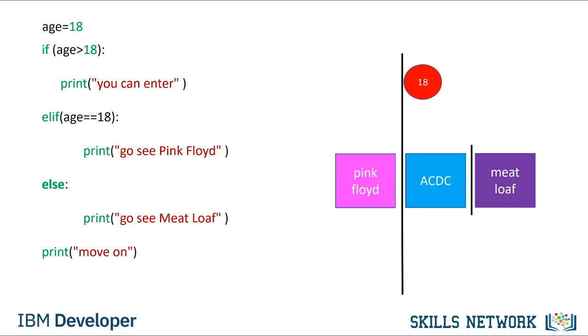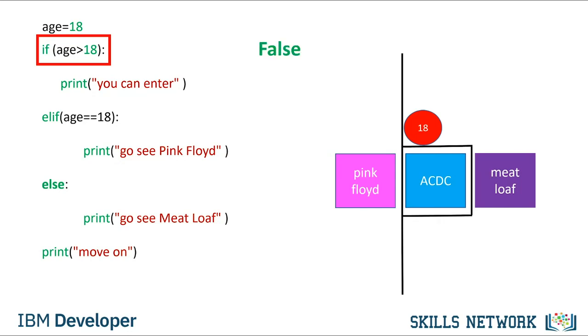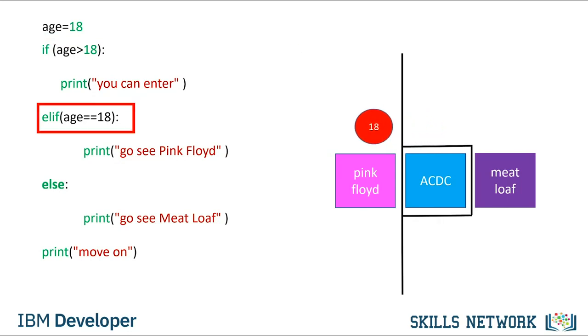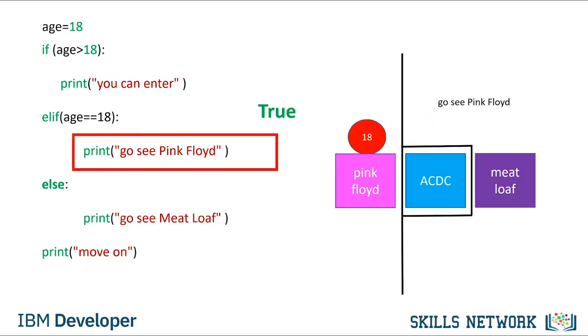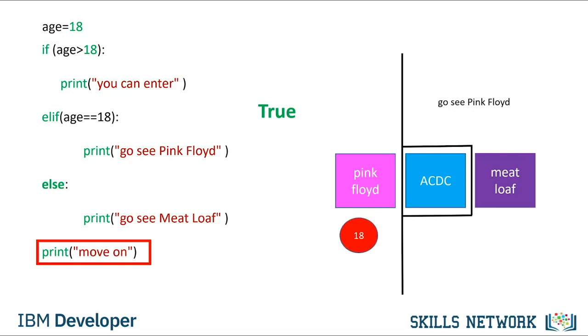An 18-year-old enters. They are not older than 18 years of age. Therefore, the condition is false. So the condition of the elif statement is checked. The condition is true. So then we would print, "Go see Pink Floyd." Then we would move on, as before.